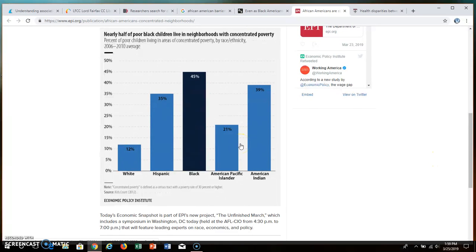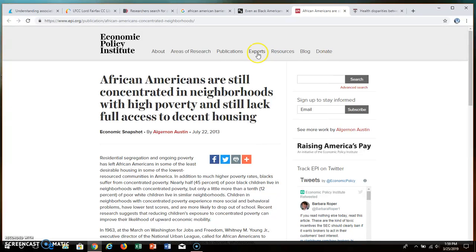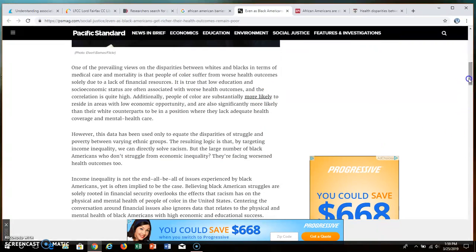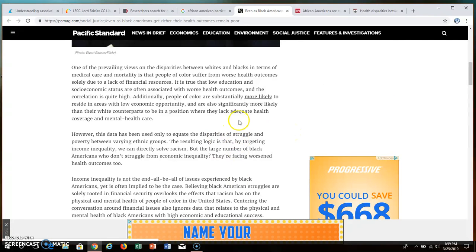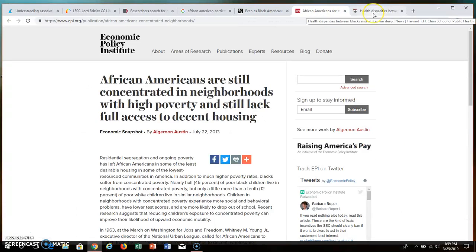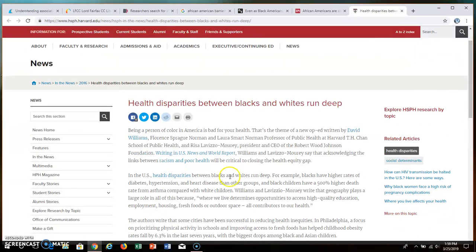So overall, I just try and find at least 10 sources. I try and keep my research well-rounded, and I also just want to make sure that I have credible sources. So if I find an article that I think is useful, but I don't feel necessarily like specific standard might be the most knowledgeable or reliable place to receive the information from, I'll find where they got their sources. I also look for wording. So it says health disparities between blacks and whites run deep.